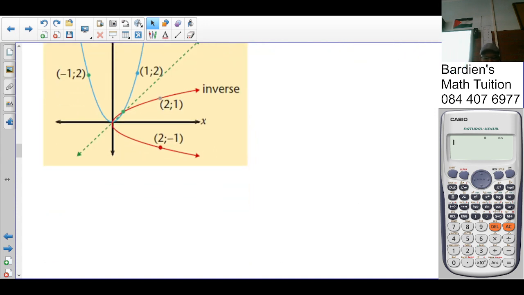People, for homework, you do exercise 2. We do numbers 1.1, 1.2, 1.3. We do number 2 and number 5. Okay, people, enjoy the rest of your day.